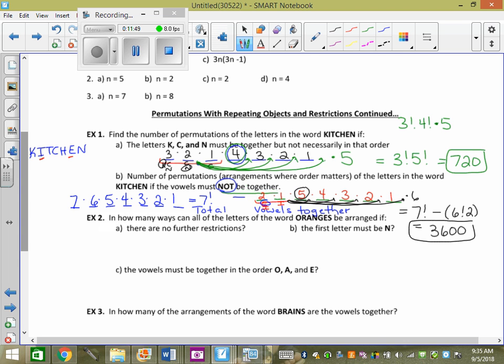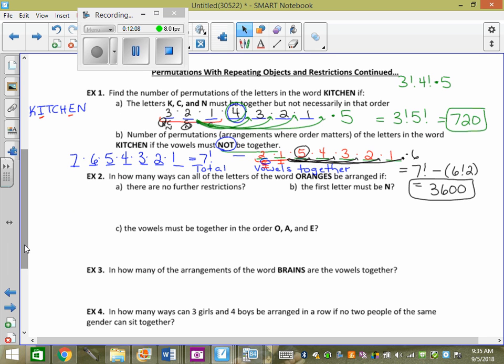So when it says not together, what you need to do is take the total with no restrictions, like the total number of students in this school, and we subtract off the ways they are together, or we subtract off like the students in this class to find out how many are not in this class. Does that make sense? That's the biggest thing you guys need to take away from this. Okay. I want you guys to try example 2 and example 3 on your own, please.